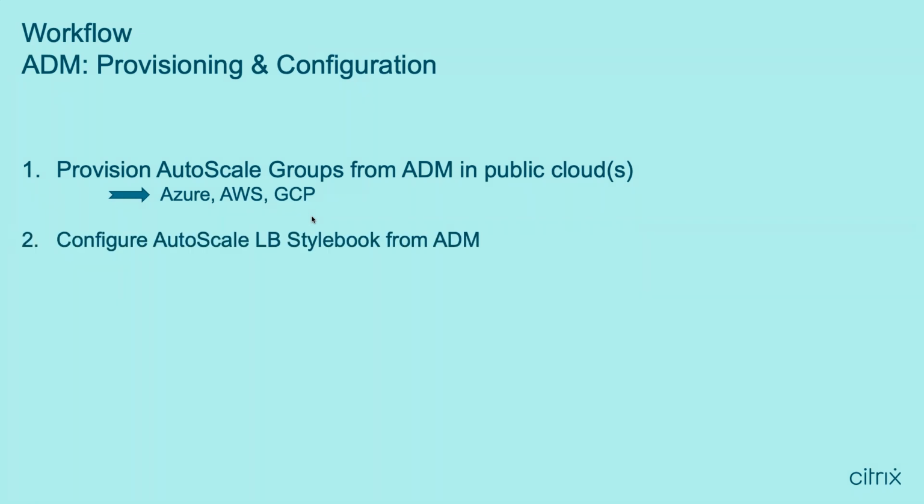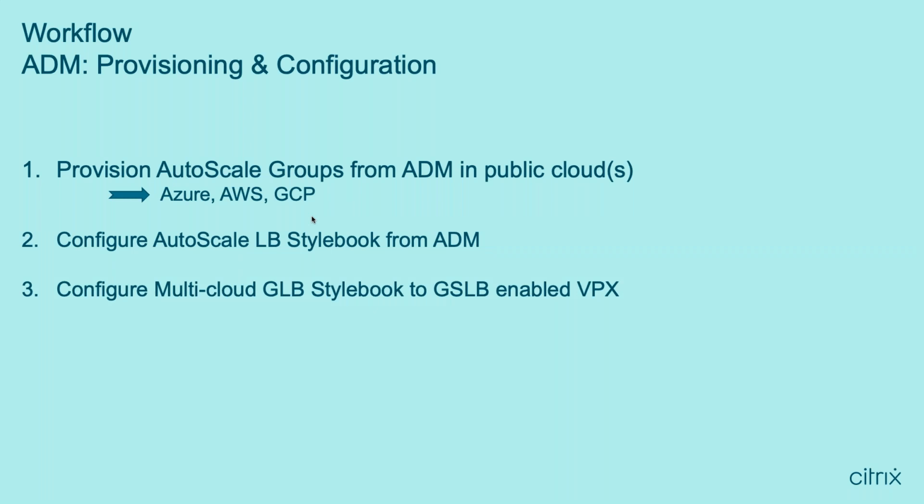Then I'll be completing the deployment by showing you how to provision an application into the Autoscale group, again, using ADM and specifically a Stylebook. And then rounding things out, this would not be really very valuable if you were only deploying this in a single site or a single location in public cloud. And so I'll be showing the final bit here, which is how to connect a single application into multiple public cloud locations, all driven from ADM.